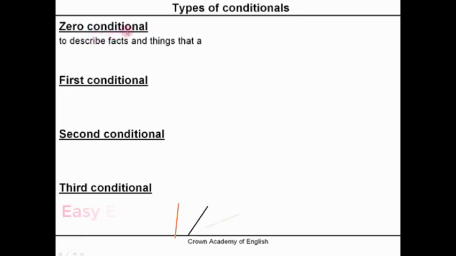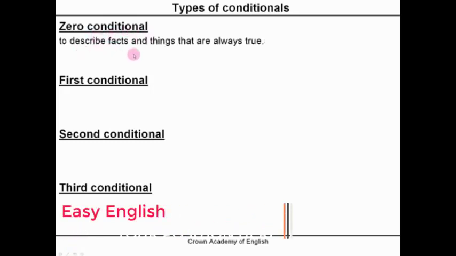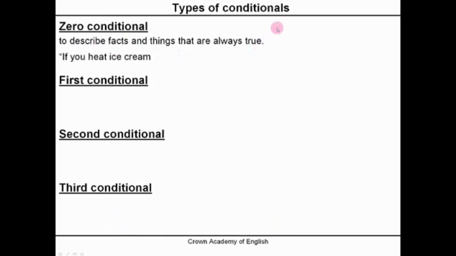So we use the zero conditional to describe facts and things that are always true. So, for example, if you heat ice cream, it melts. So this is a fact. So this is an example of the zero conditional.